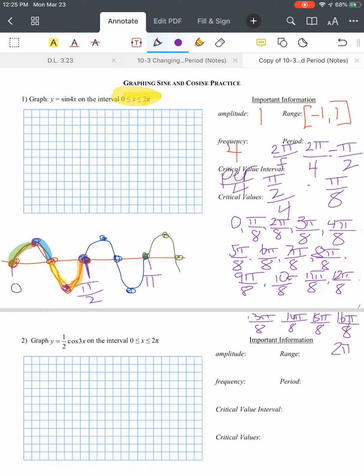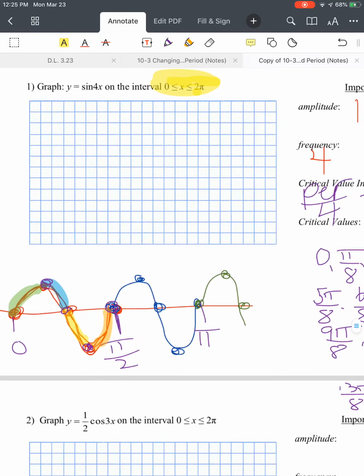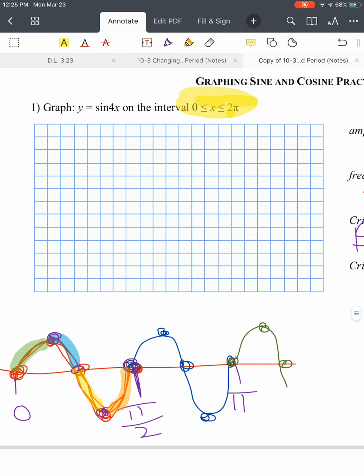Okay, it's going to be a little difficult to get this all on the graph, but I'm going to try. Okay, let's make our axes.